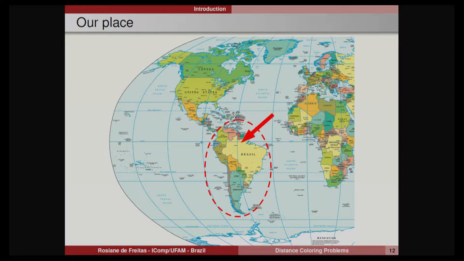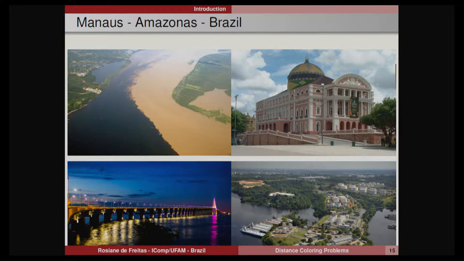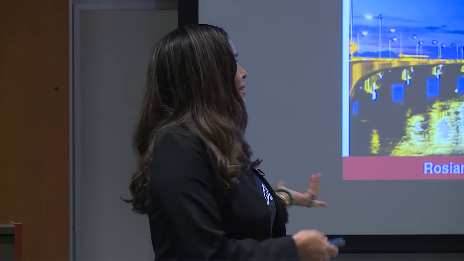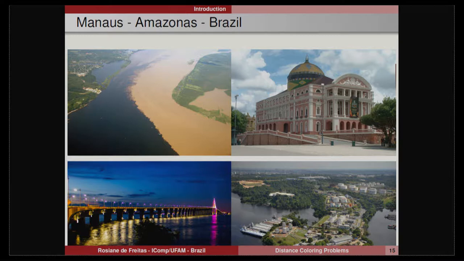my place is here in the north of Brazil, Manaus, the capital of the state of Amazonas. A huge state. It's a huge city, Manaus, with 2 million people and many urban problems, but near the Amazon River and the meeting of the waters, the famous meeting of the waters, famous buildings such as the Amazon Theater, and a huge industrial pole with many multinationals. And the Amazon rainforest also.